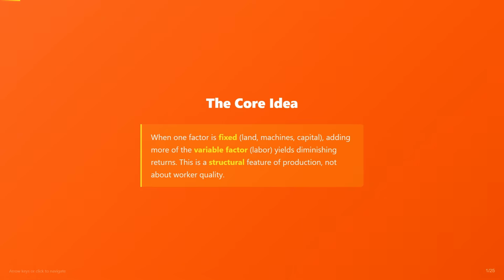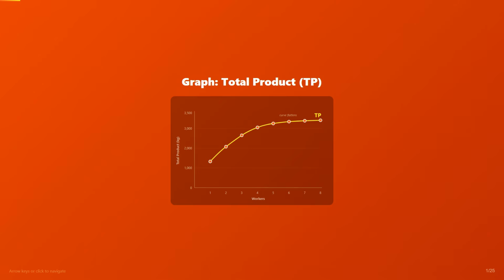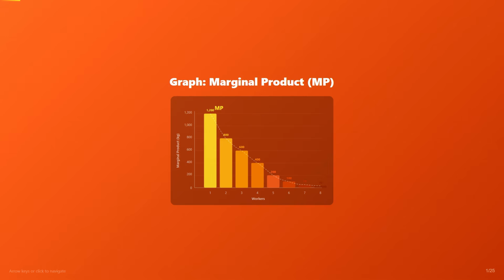What does this look like on a graph? Let's talk about how this looks visually, because graphs help us understand this much better. The total product graph: on the x-axis we have the number of workers, and on the y-axis the total product. What do we see? At first, the curve rises steeply because each worker adds a lot. But as we add more workers, the curve starts to flatten out, it rises more and more slowly.